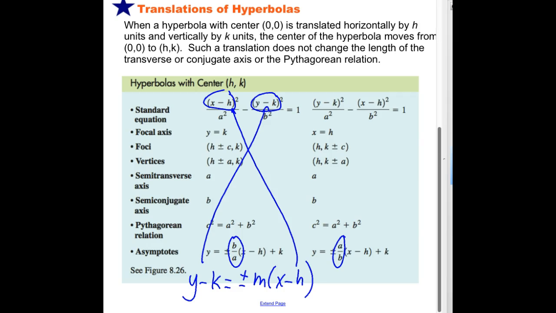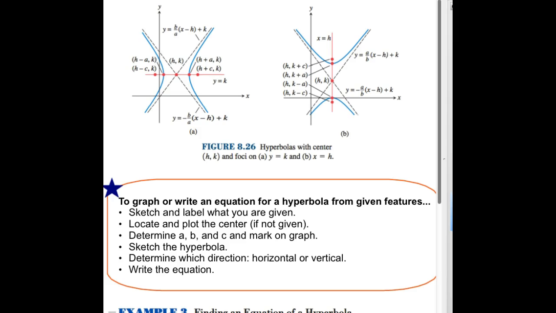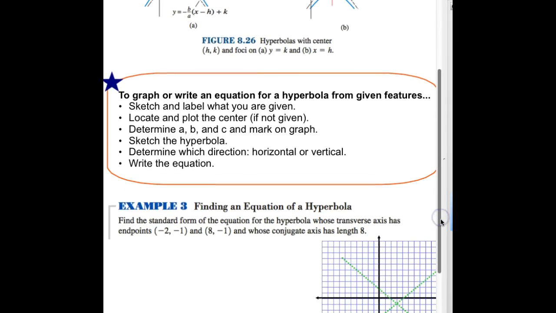All right, we got a couple to try. They've again given you those same original pictures, but shifted from being centered at the origin. Our steps are the same that we've been working with all along. Plot what you know. Put that information on a graph so you can see it. Make sure you know where the center is. We have to know h, k, whether we're going to graph or whether we're going to write an equation. We need to know A, B, and C. Put that information on your graph and sketch it, and use that information to help you write your equation.